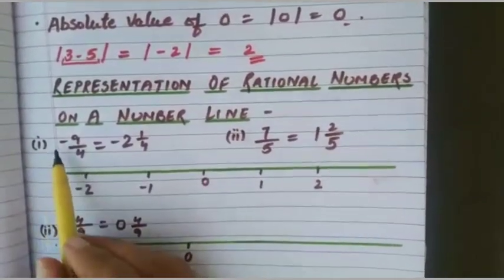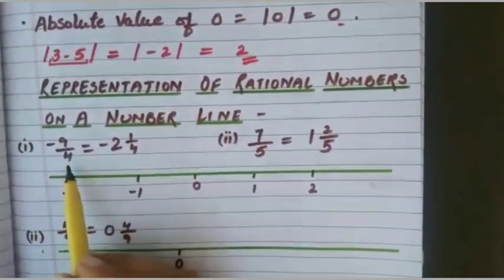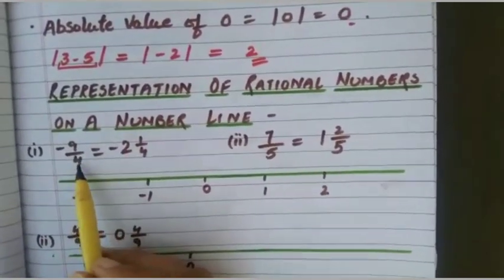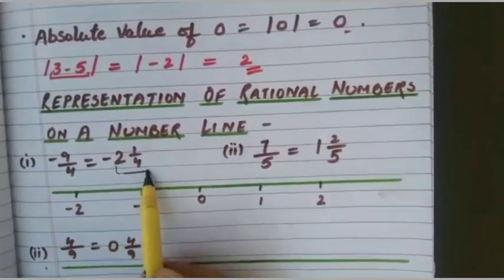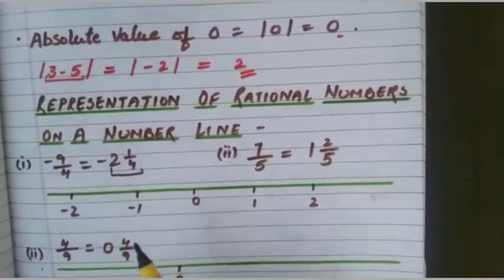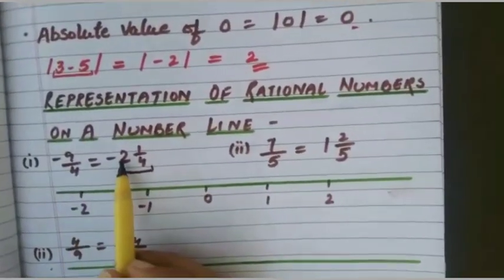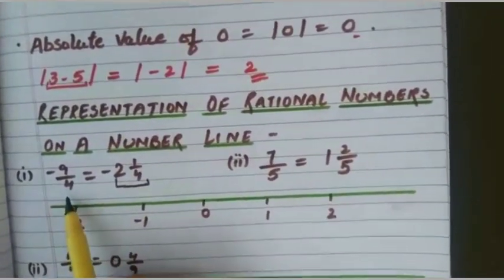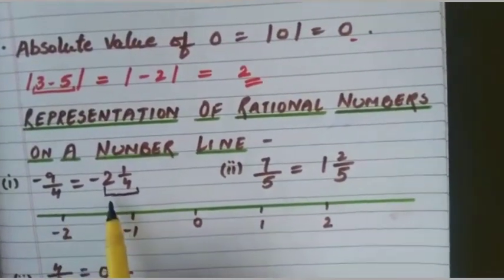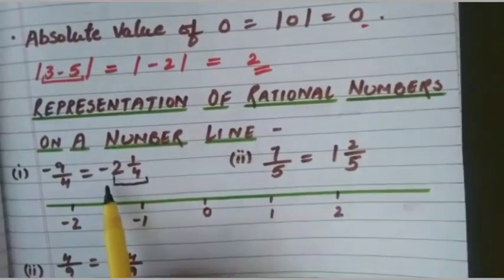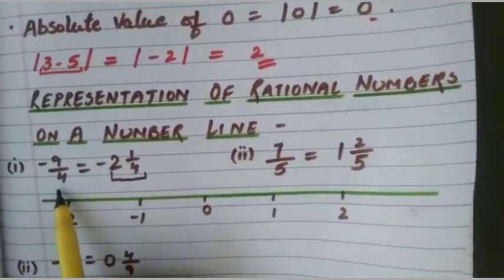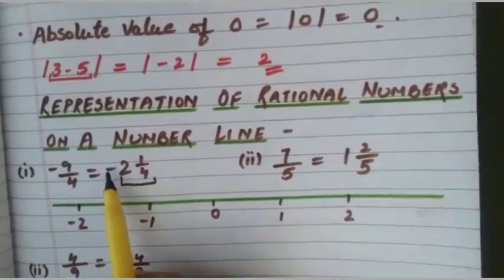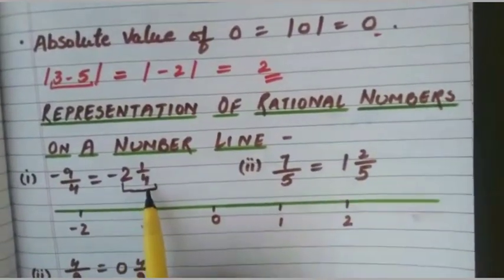First is to represent minus 9 upon 4. You can convert this into a mixed fraction like this. 4 twos are 8, then 1 upon 4. So minus 9 upon 4. First of all, if it is possible, you convert the rational number into a mixed fraction. So this can be written as minus 2 whole 1 upon 4.